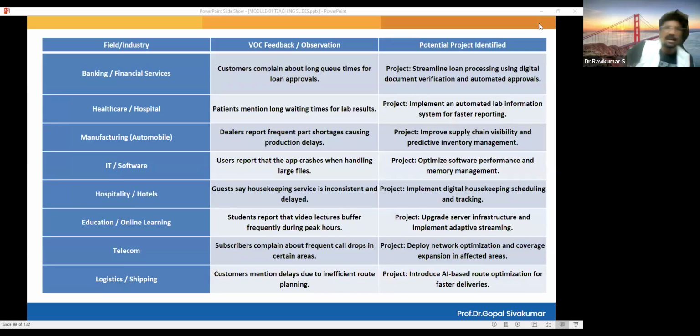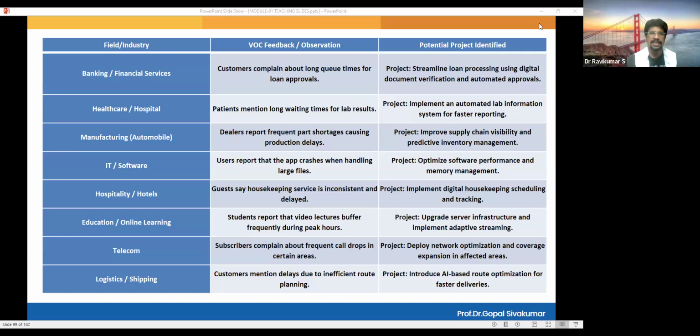Okay, so here is a list of VOC examples. Customers complain about long queue times for loan approvals. This is connected with streamlined processing, document verification, and automated approvals, so there is an opportunity for doing a lean project. Suppose we take a hospital. The patients may mention long waiting times for lab results. So obviously you have to develop a project which can provide automated laboratory information for faster reporting.